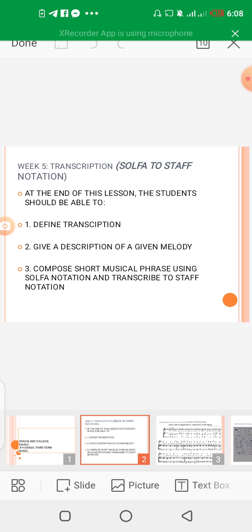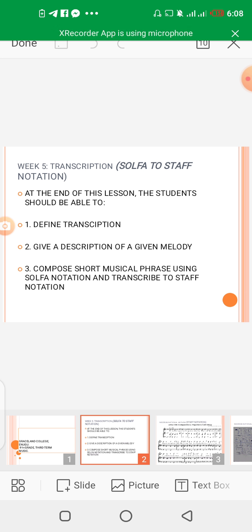Now, at the end of this lesson, the student should be able to: 1. Define transcription, 2. Give a description of a given melody. And finally, the student should be able to compose a short music phrase using solfa notation and transcribe to staff notation. Now, a quick recap on that.